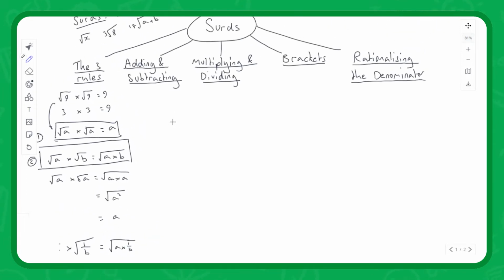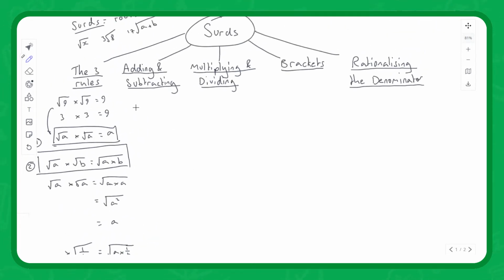Let's look at adding and subtracting. So this is relatively simple. If we've got, as an example, 2 lots of something plus 5 lots of something, well, we know that's going to give us 7 lots of that same thing, right? This could be apples or oranges or vases or anything we wanted to. Or we could use algebra, right? We could put x in here. We could say 2x plus 5x equals 7x. Or we could even put surds in here. We could say 2 root 3 plus 5 root 3 gives us 7 root 3.